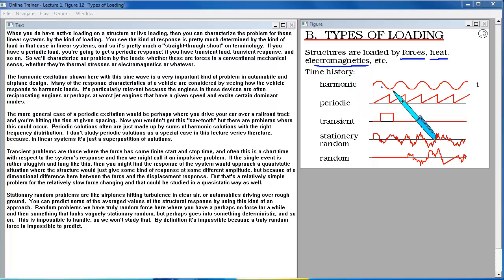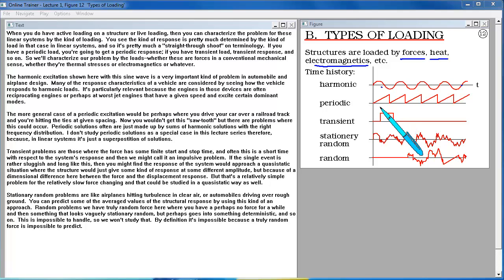The harmonic excitation shown here with this sine wave is a very important kind of problem in automobile and airplane design. Many of the response characteristics of a vehicle are considered by seeing how the vehicle responds to harmonic loads. It's particularly relevant because the engines in those devices are often reciprocating engines, or perhaps at worst jet engines that have a given speed and excite certain dominant modes.